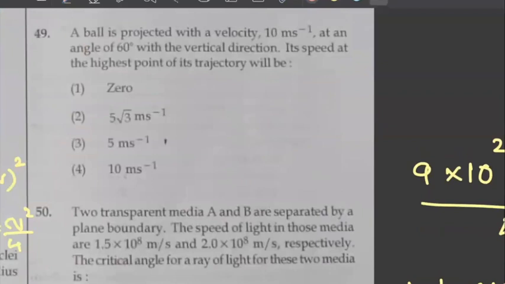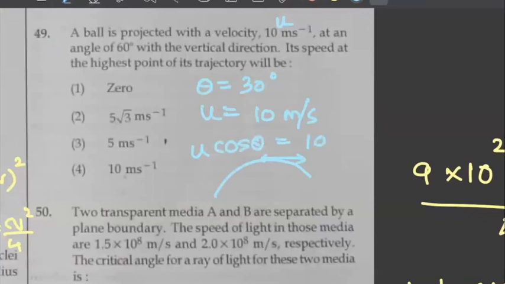Okay, the next one: a ball is projected with a velocity 10 meters per second, so that is u, and angle is 60, so that's my theta. With the vertical, oh, theta is 60 with the vertical, but we take it with the horizontal, so theta now I'm going to take as 30 degrees. u is 10. Speed at the highest point of its trajectory, oh, this is very simple, it's going to be u cos theta, since at the highest point it is simply the horizontal component. So I'm going to get 10 cos 30, which is root 3 by 2. So answer is 5 root 3.